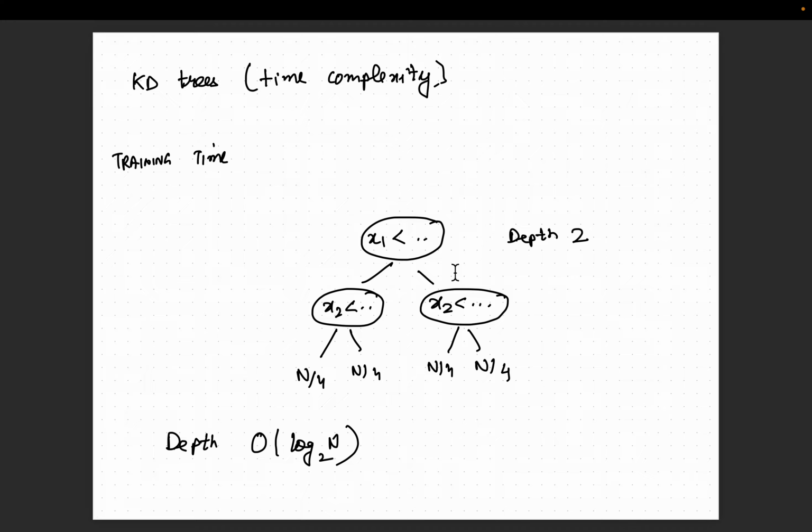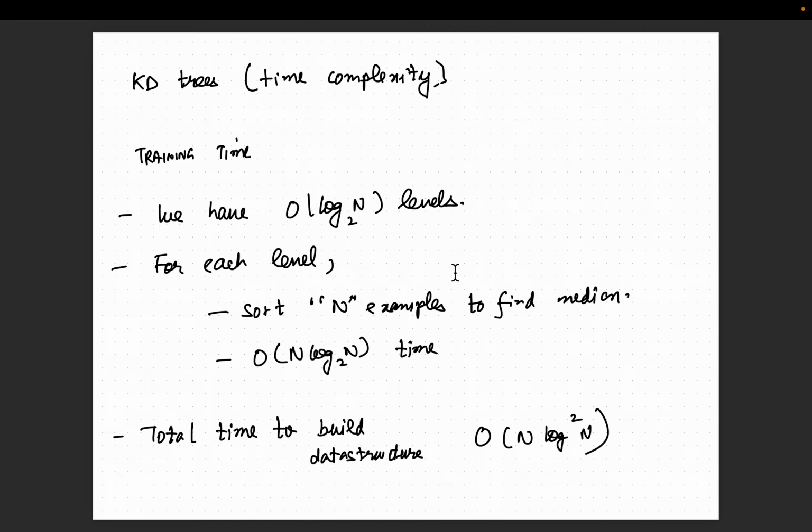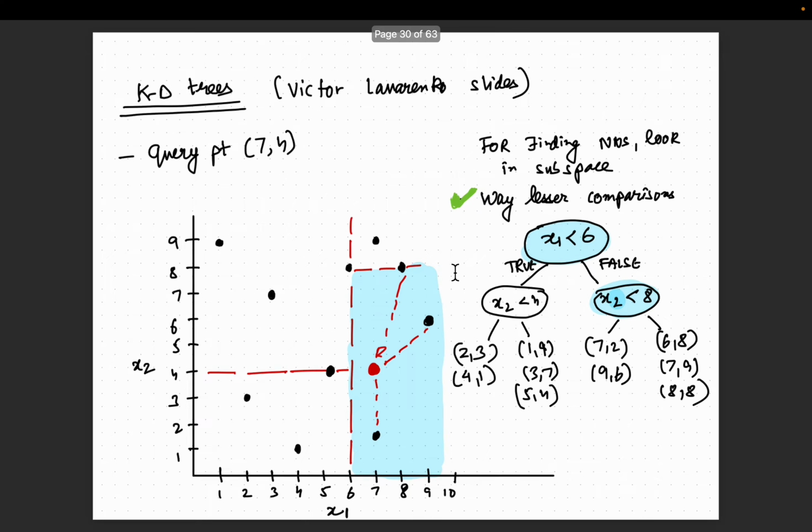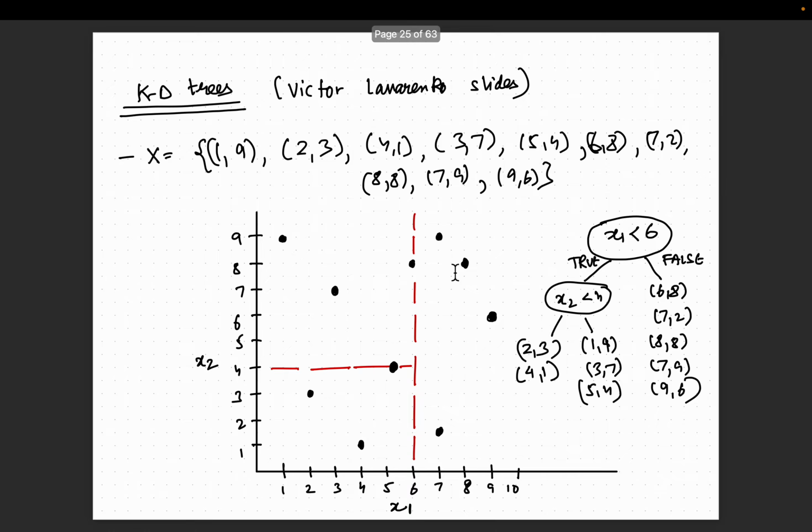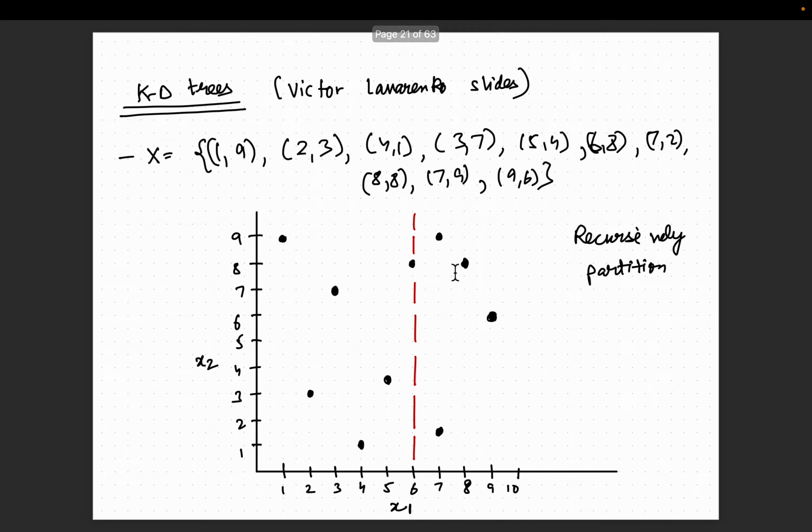So we keep going down this path. Can you see that the depth of the tree would be log n base 2? Because at each stage we are dividing it into 2 partitions. So we have log n base 2 levels in the tree, and for each level, what are we doing? So for each level of the tree, so this is the first level.